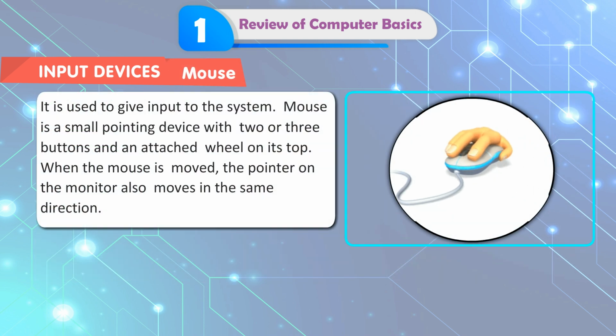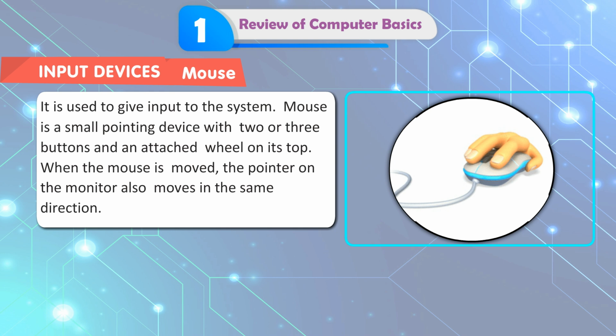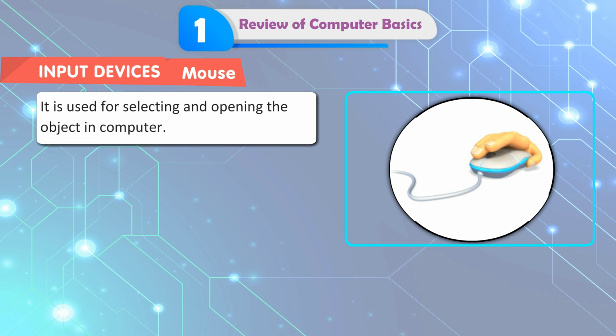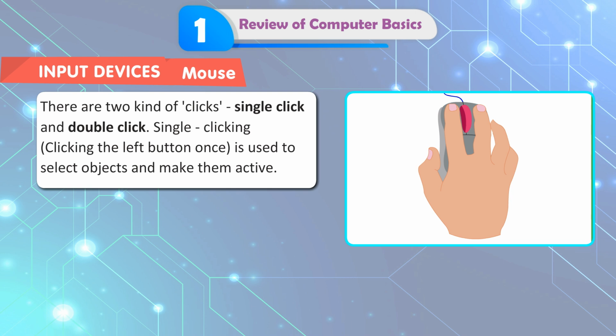Mouse. It is used to give input to the system. Mouse is a small pointing device with 2 or 3 buttons and an attached wheel on its top. When the mouse is moved, the pointer on the monitor also moves in the same direction. It is used for selecting and opening the object in computer. There are two kinds of clicks, single click and double click.